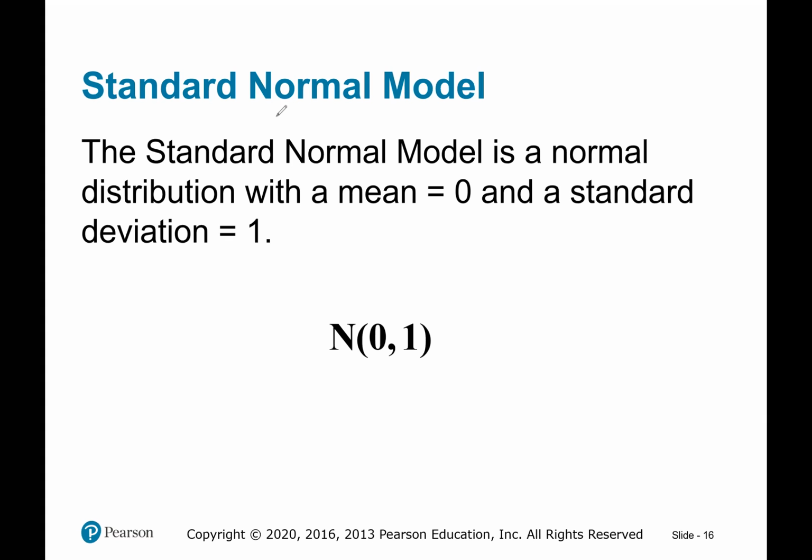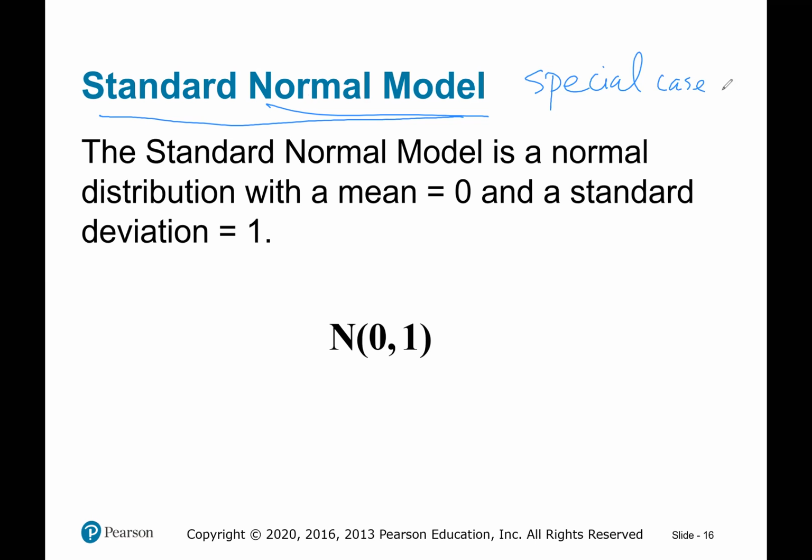So we did talk about the normal model, right? Now we're going to talk about the standard normal model. What is the standard normal model? It is a special case of the normal, where we give you a mean equal to 0 and a standard deviation equal to 1. It means that the normal curve here has a mean of 0 and a standard deviation of 1. So clearly that's called the standard normal model. Okay, so let's move to the next one.